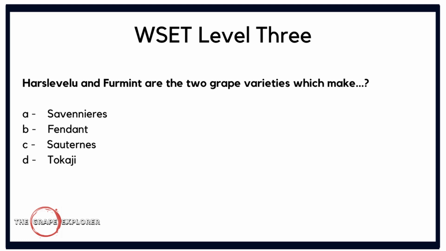Okay, next, a question about grapes contributing to a particular style of wine. Haslivelu and Ferment are two grape varieties which make what? Is it A, Savinier, B, Fendant, C, Sauterne, or D, Tokaj?